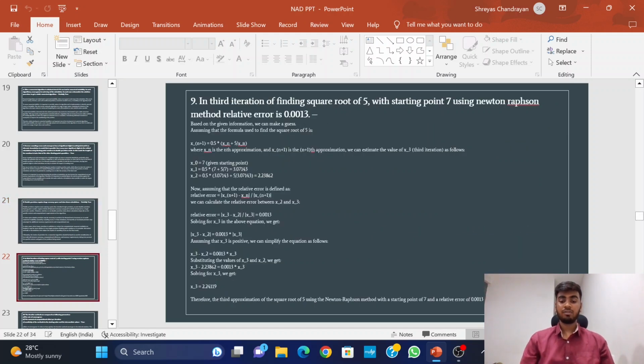In the third iteration of finding the square root of 5 with starting point 0.7 using the Newton-Raphson method, the relative error is 0.0013. So, based on the given information, we can make an assumption that the formula used to find the square root of 5 is x_(n+1) = 0.5 (x_n + 5/x_n), where x_n is the nth approximation and x_(n+1) is the (n+1)th approximation.